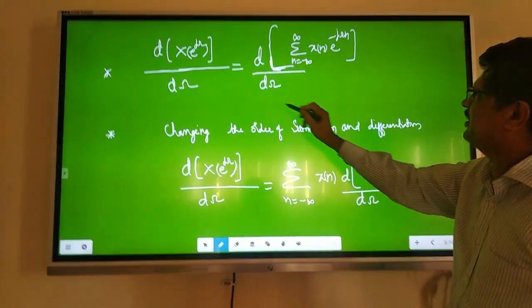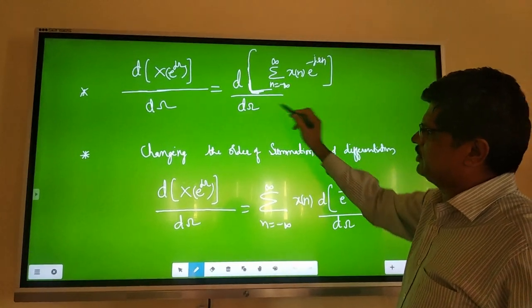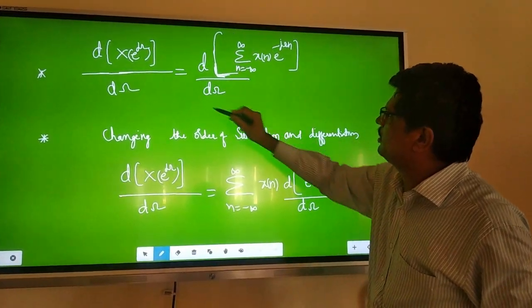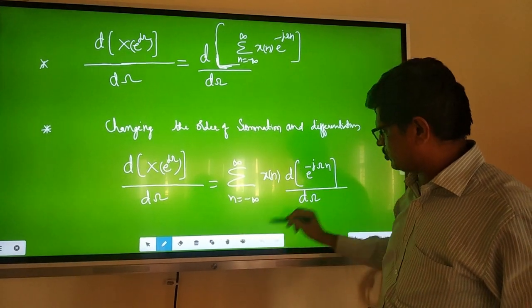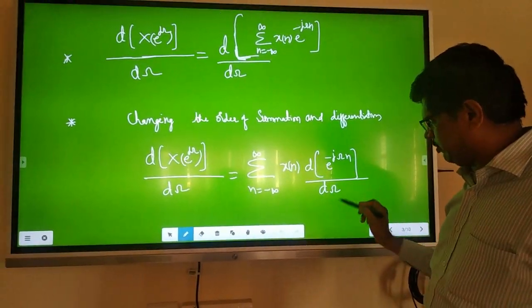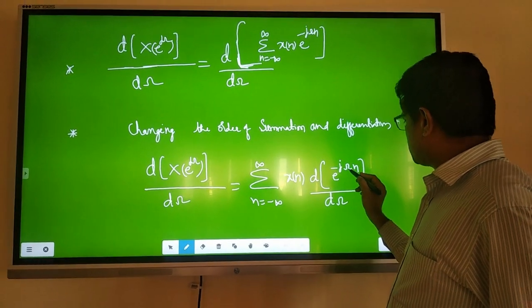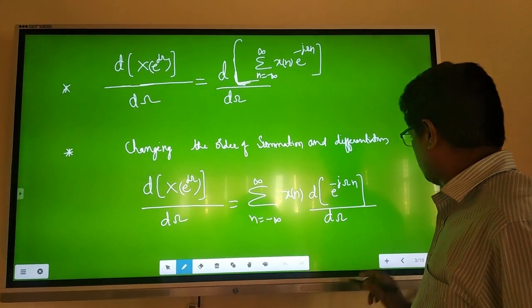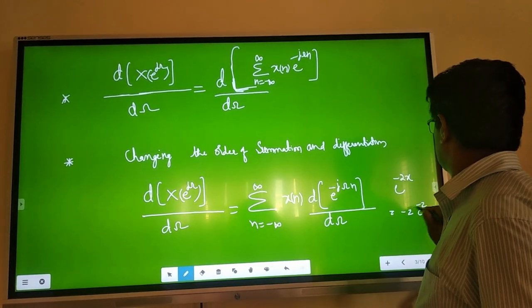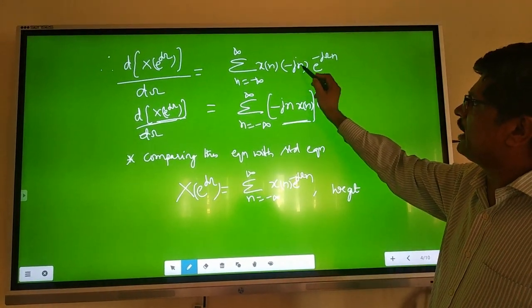Now change the order of summation and differentiation, and take the derivative of the right hand side. The summation from n equals minus infinity to plus infinity of x(n), take it outside. The ω term is in e^{-jωn}. The derivative of e^{-jωn} with respect to ω is nothing but -jn times e^{-jωn}. It is like the derivative of e^{-2x} with respect to x being -2 times e^{-2x}. Now we get the summation from n equals minus infinity to plus infinity of x(n) times -jn.